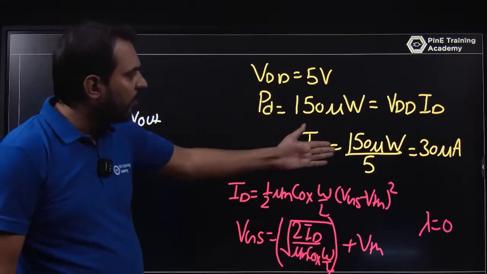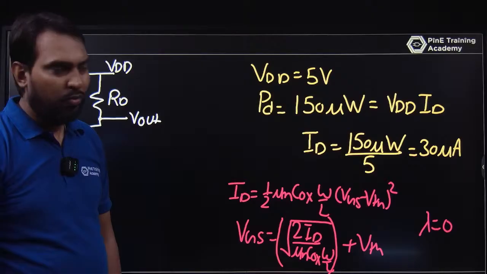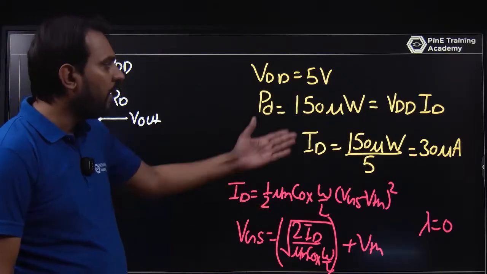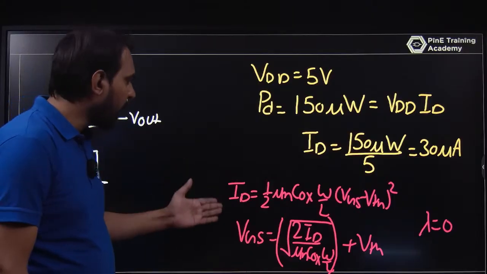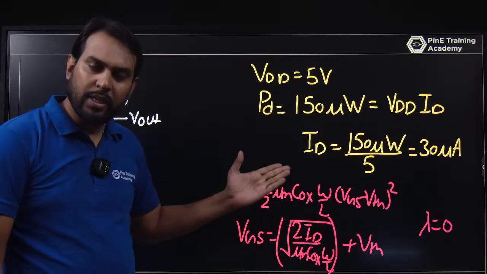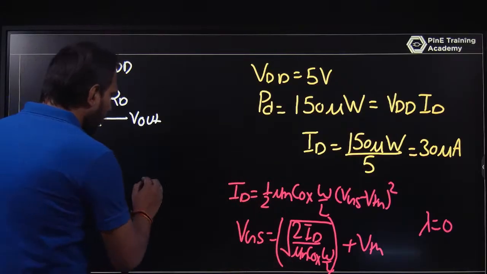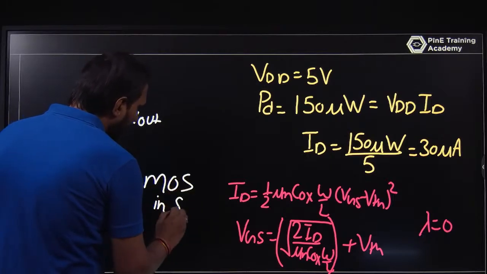On the basis of that, we can say that the current will be 30 microampere. If the power dissipation is 150 microwatt, then the current is 30 microampere. And I am assuming that the MOSFET is in saturation.